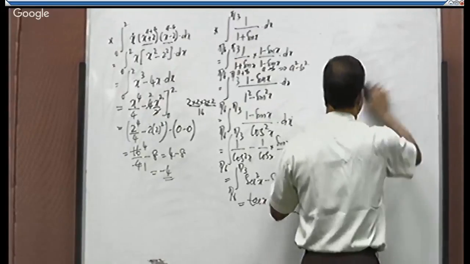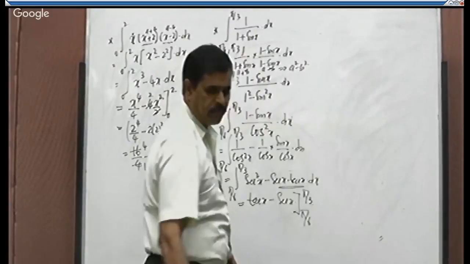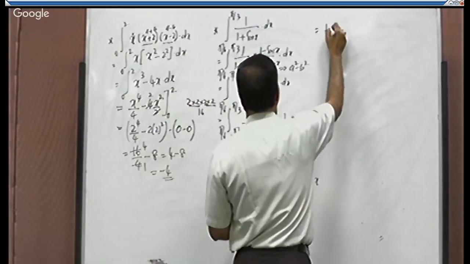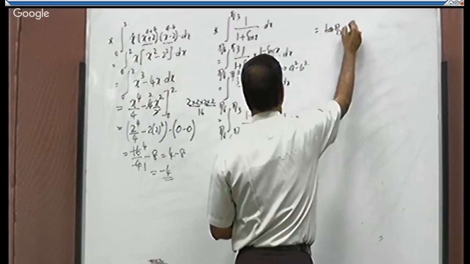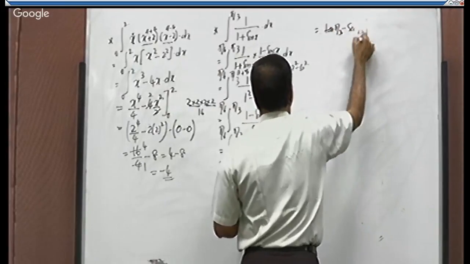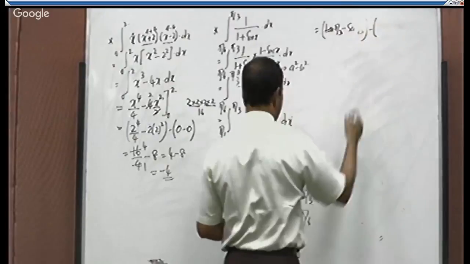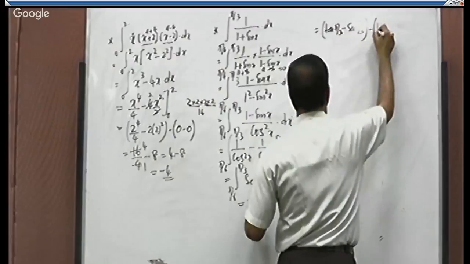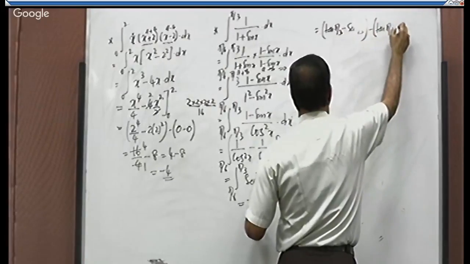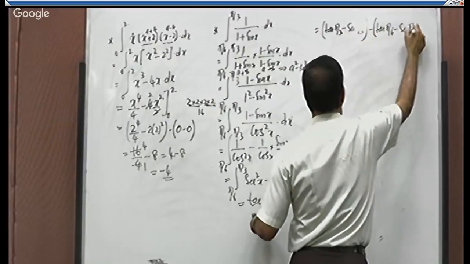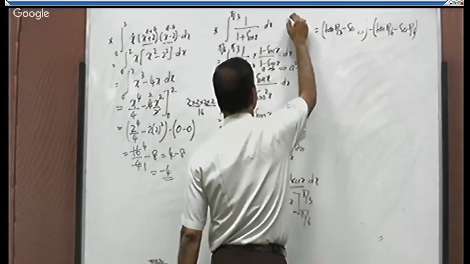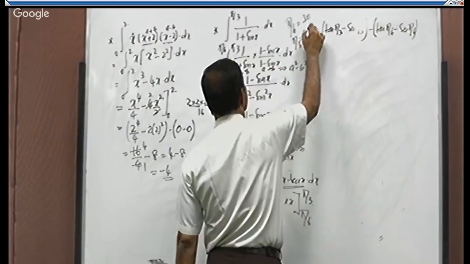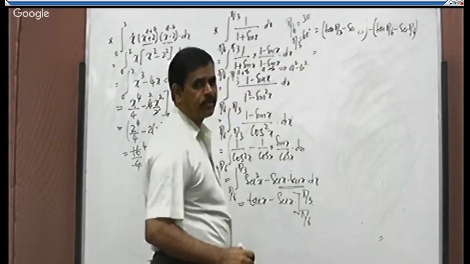Then make the limit substitution. What is the upper limit? Pi by 3. That is equal to tan pi by 3 minus secant pi by 3. Minus, what is the lower limit? The lower limit is pi by 6. That is tan pi by 6 minus secant pi by 6. What is pi by 6? Pi by 6 is equal to 30 degrees. What is pi by 3? It is 60 degrees.